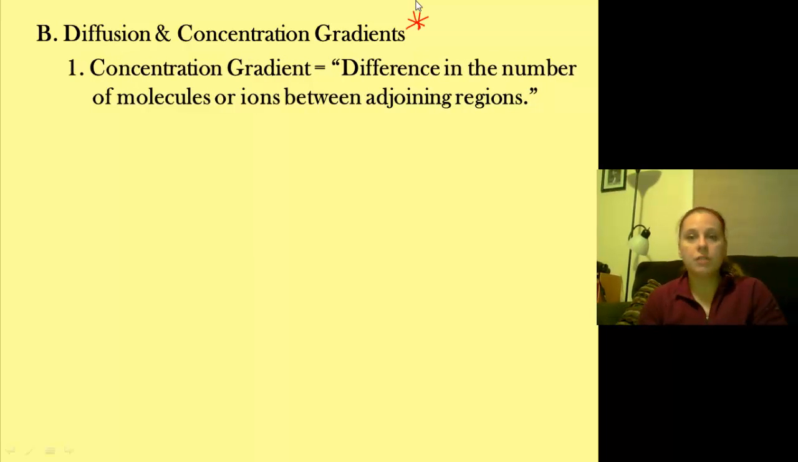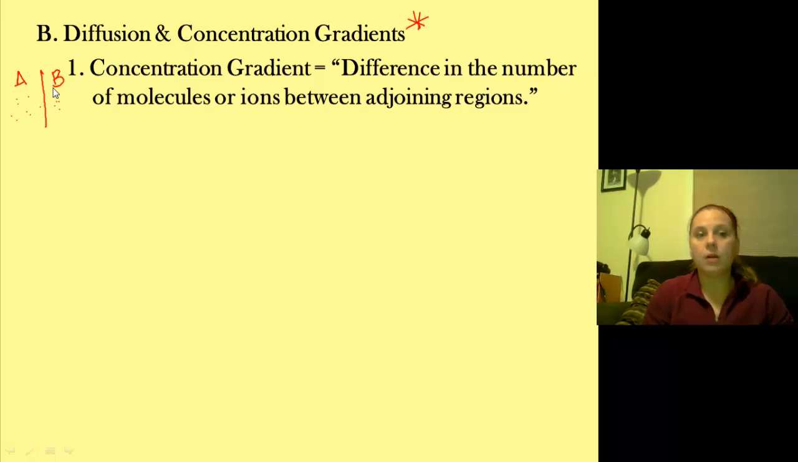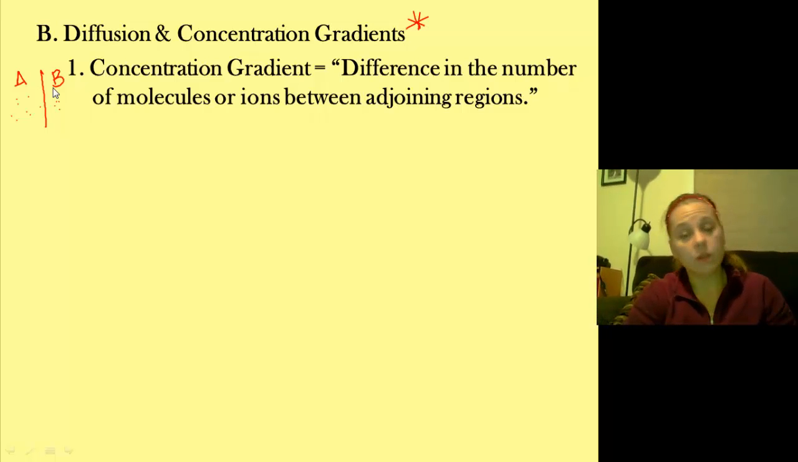A concentration gradient, we're talking about the difference in the number of molecules or ions, basically atoms, between two adjoining regions. Okay, so imagine, if you will, if I could set something up on sides, if I have a side A and a side B here, if I have molecules all over the place and a couple over here, that's a gradient. There's more on side A, there's less on side B. If they were even, if we were at equilibrium, there would be no gradient.